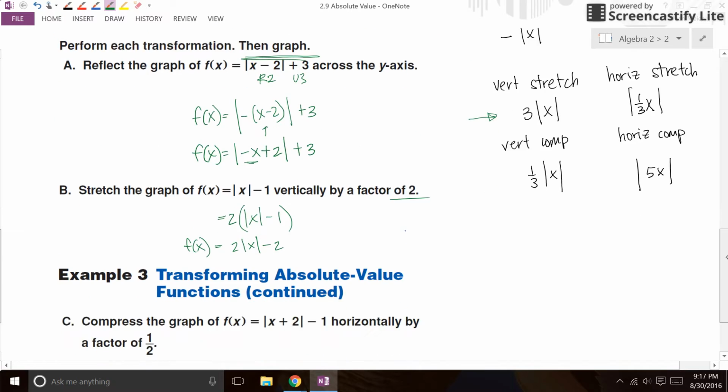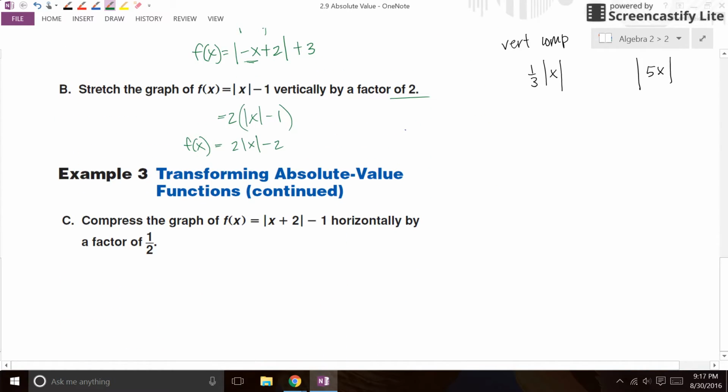All right, what about our last one? Compress horizontally by a factor of 1/2. Remember, horizontally has to be inside with the x. And since it's inside, that means we're going to do the opposite. So if I'm going to compress you horizontally by a factor of a half, then what I'm going to do is I'm going to actually multiply you by 2 because it's the opposite. So I went to the insides, took everything that was inside, and I multiplied it by 2 because that will horizontally compress it by a half, right?